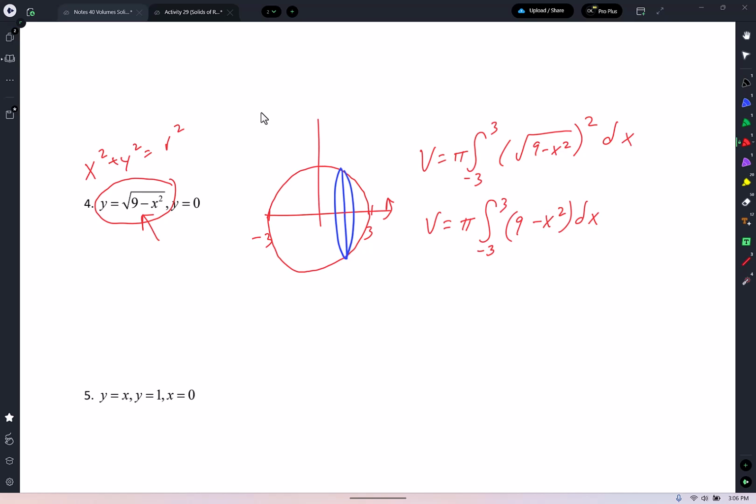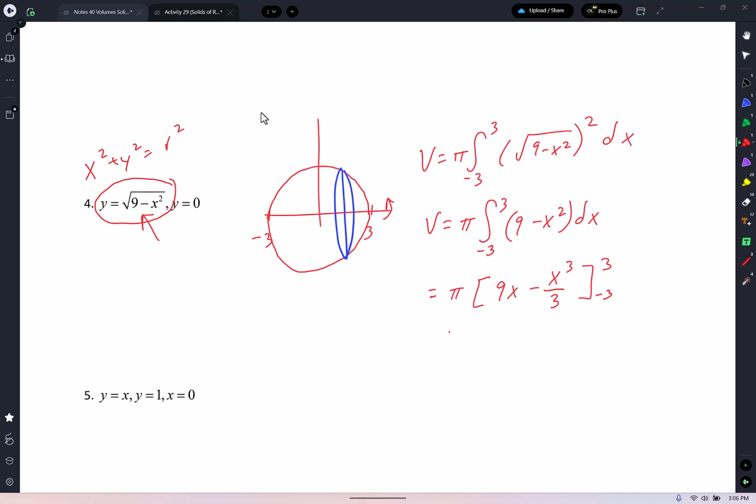Because I squared the square root. And now here it is. So pi bracket, antiderivative of 9 is 9x. Antiderivative of x squared is x cubed over 3 from negative 3 to 3. This time there's nothing to factor out because, well, I guess you technically could, but don't factor anything out. Leave it alone.